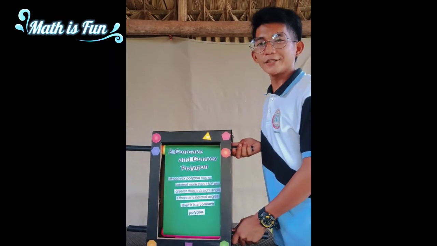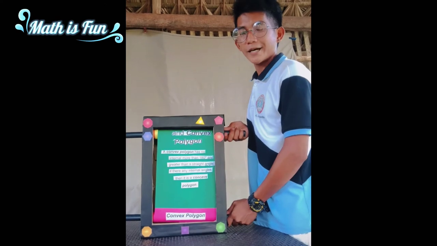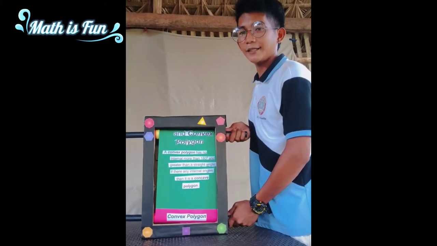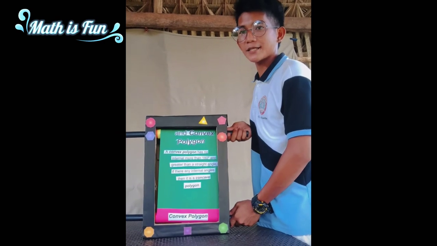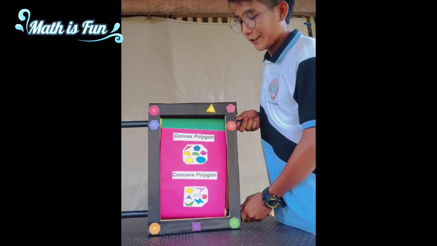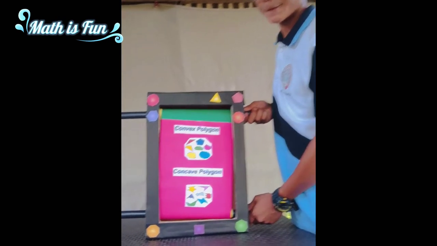Number 2, concave and convex polygon. A convex polygon has no internal angle more than 180 degrees, and if there are any internal angles greater than a straight angle, then it is a concave polygon. So, here are the examples of concave and convex polygons.